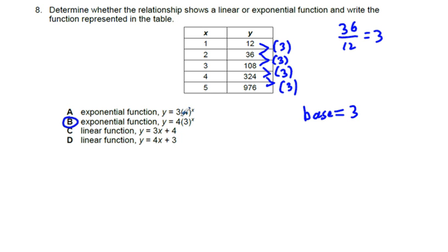The only thing we have to check yet is, does this thing work? If we plug in 1, we should get 12. So 4 times 3 to the 0 power is going to be 4, times, actually 3 to the first power. 4 times 3 is 12. Then for 2, we have 4 times 3 squared, which would be 4 times 9, or 36. So that checks out.